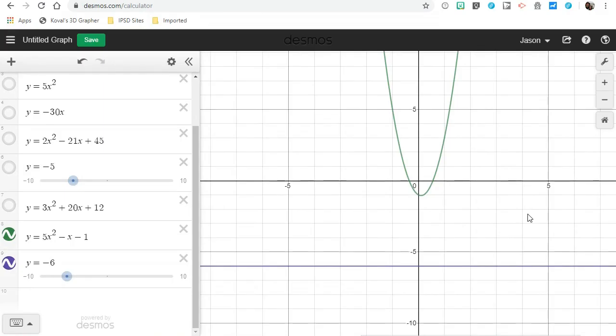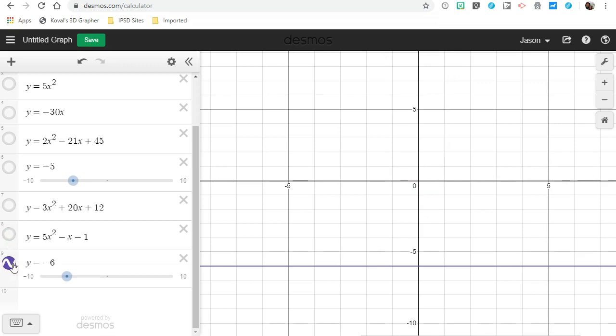If we look at 5x squared minus x minus 1, and then the line y equals -6, we see that there is no intersection of those two curves. That makes sense in the fact that it is not a factorable thing. So these solutions would be imaginary.